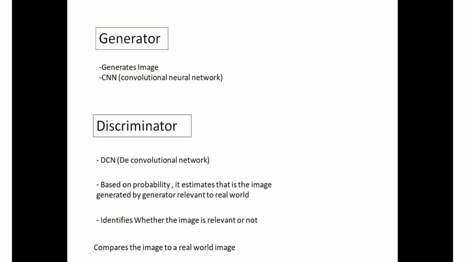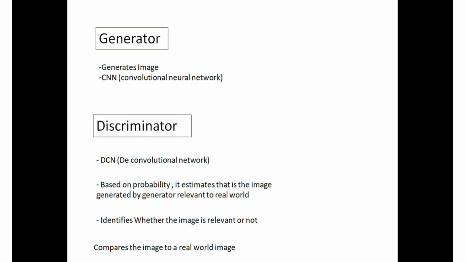The second part of GAN is a discriminator. A discriminator is a deconvolutional network, and what it does is it does the comparison work. It basically compares the image that is generated from the generator with a real world image, and then it decides whether the image is relevant or not based on probability.